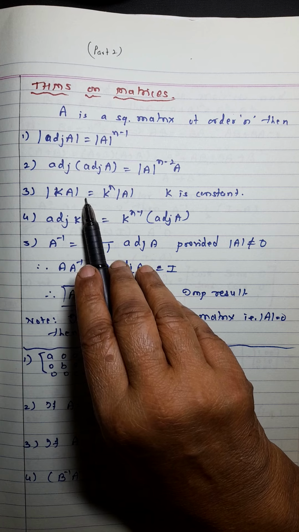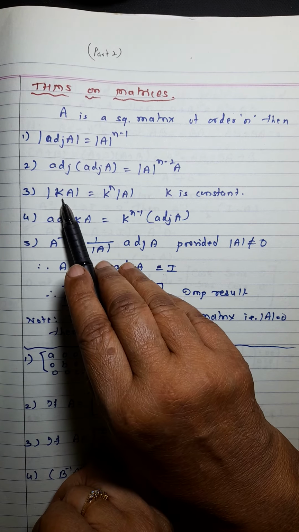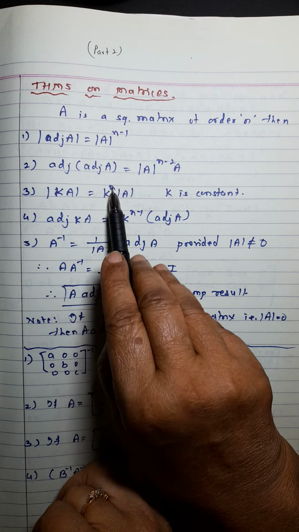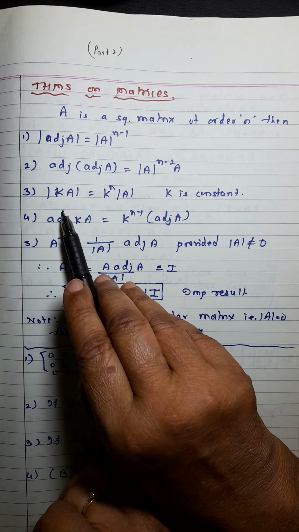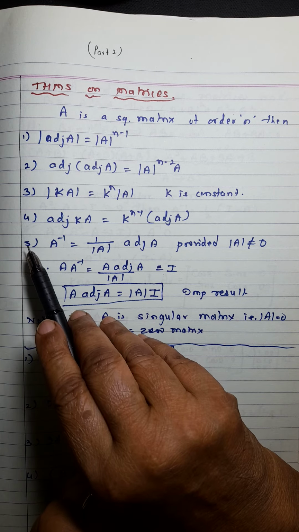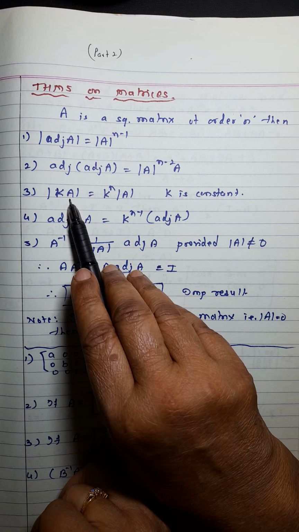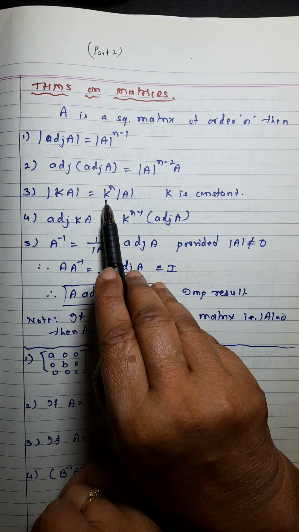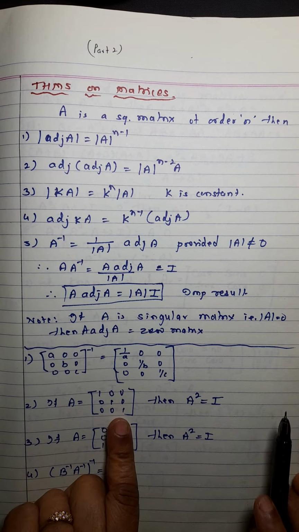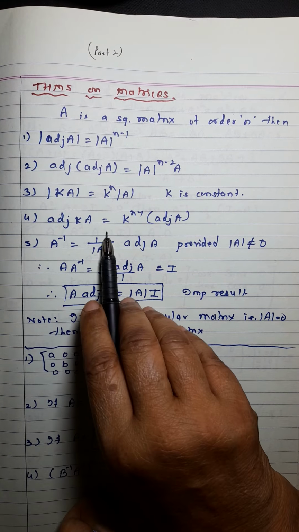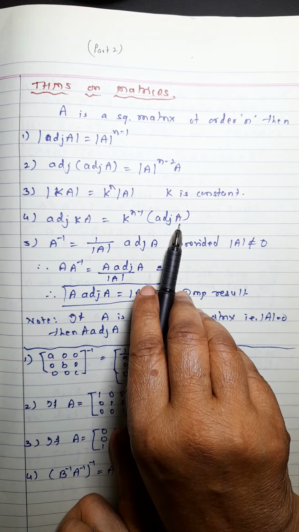If it is of order n and from the determinant you take k common, it will come as k raised to n. From a matrix if you take k common, it comes only once. But from a determinant, it will be common from each row separately. So it will be k raised to n. This is a very important result. Adjoint of kA is equal to k raised to n minus 1 into adjoint of A.